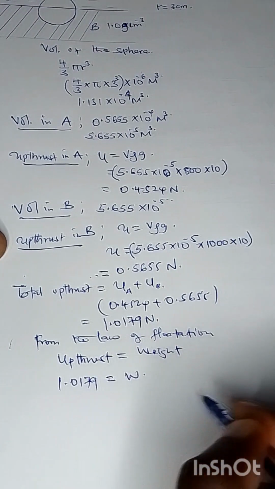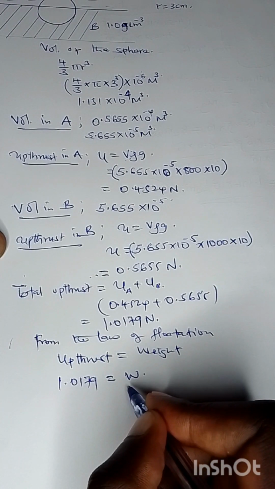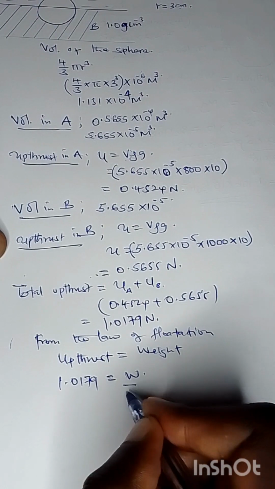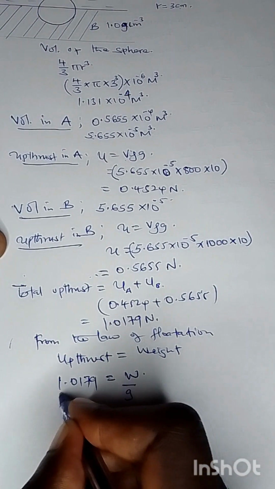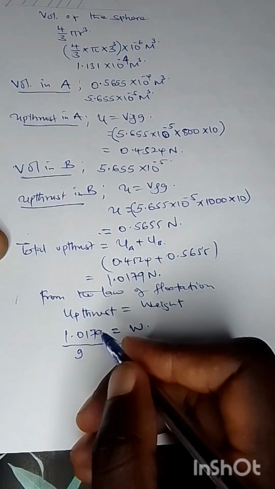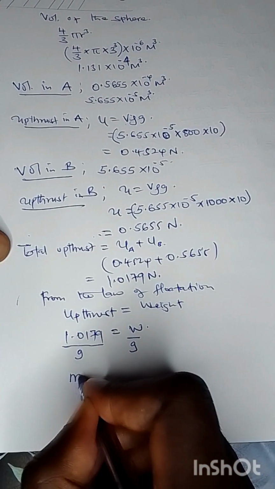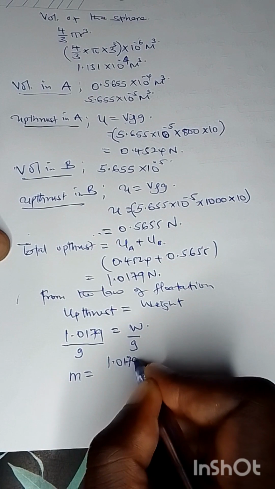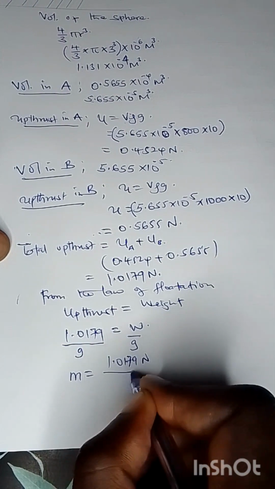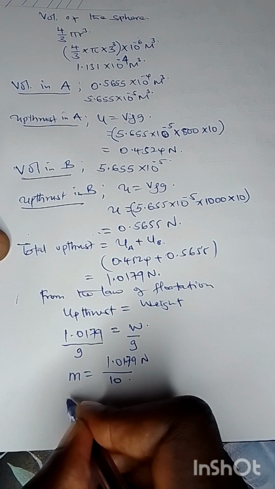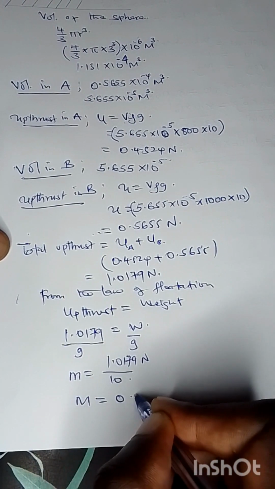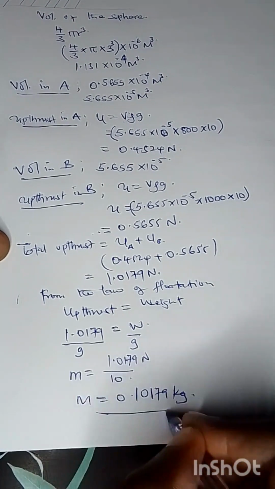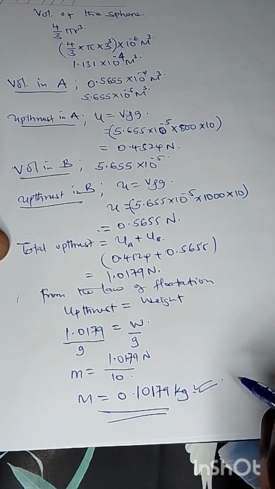But I need mass. Because I need mass, I divide both sides by G. So W over G is normally mass. And our G is 10. So 1.0179 newtons, just divide by 10. And therefore, the mass is 0.10179 kilogram. So that is the mass of that sphere.